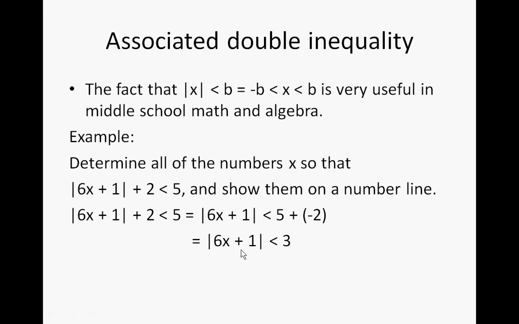When we simplify this, now we have the absolute value of 6x plus 1 is less than 3, which is the same thing as stating our double inequality. So minus 3 is less than 6x plus 1, which is less than 3. So here is where we get our set.